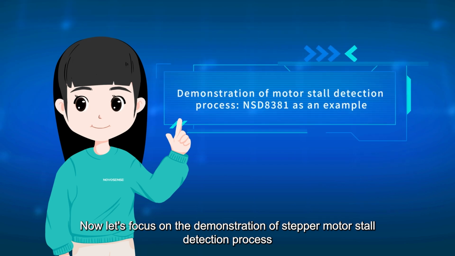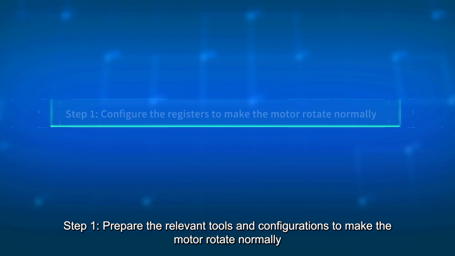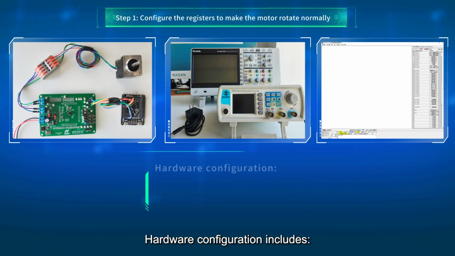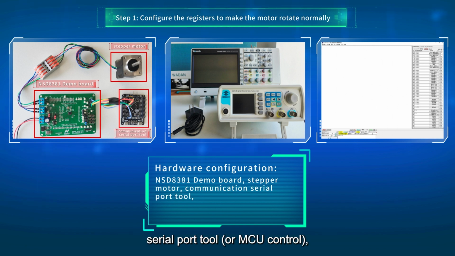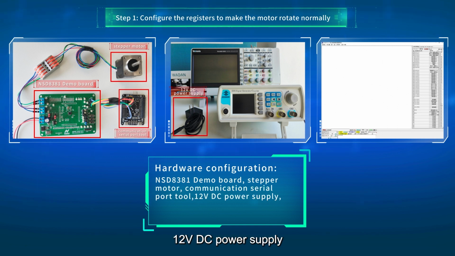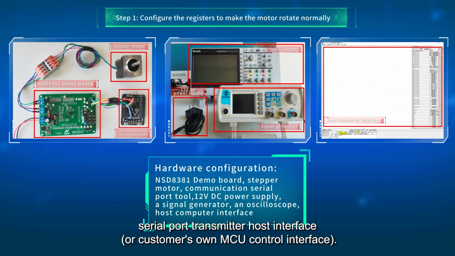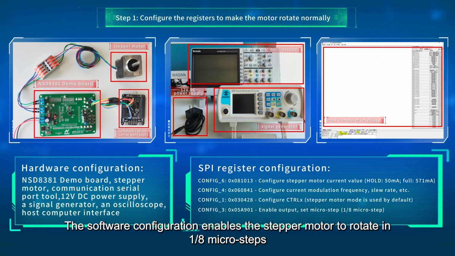Now, let's focus on the demonstration of stepper motor stall detection process. Step 1. Prepare the relevant tools and configurations to make the motor rotate normally. Hardware configuration includes NSD8381 demo board or customer's PCB, stepper motor, serial port tool or MCU control, 12V DC power supply, signal generator, oscilloscope, serial port transmitter host interface or customer's own MCU control interface. The software configuration enables the stepper motor to rotate in 1/8 microsteps.